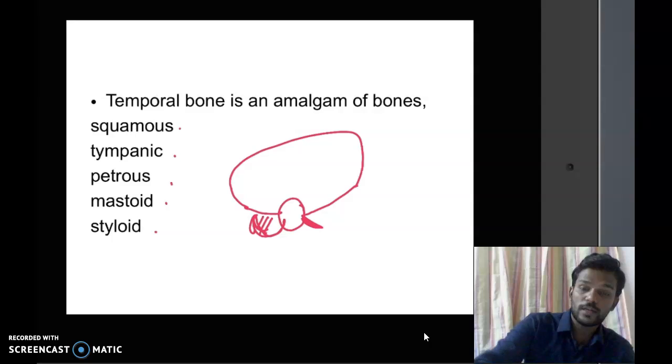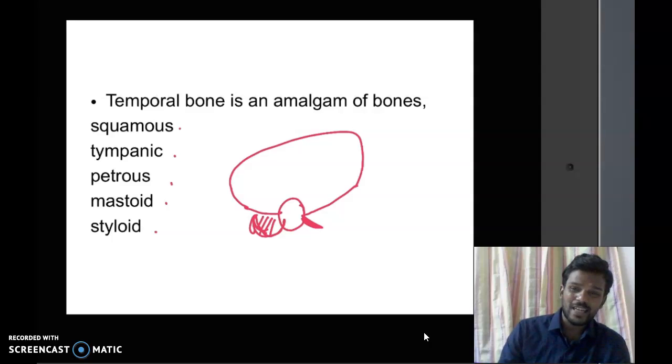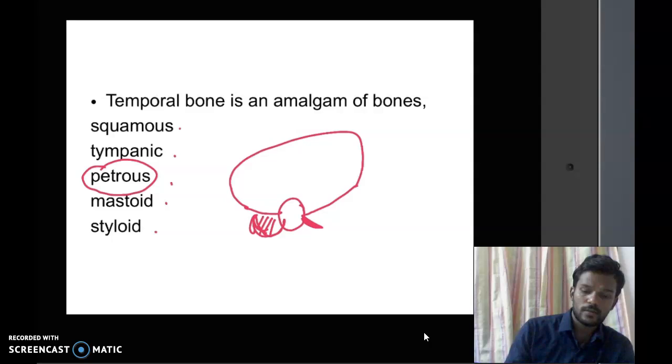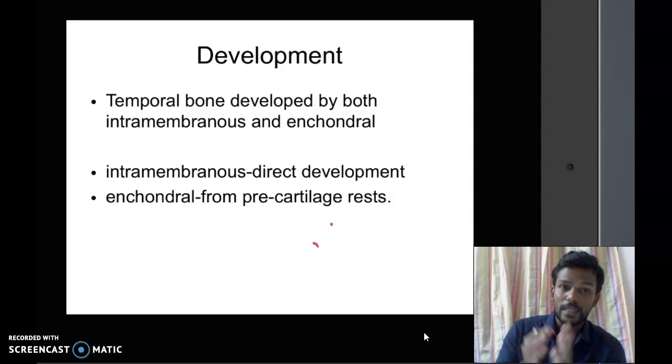So entering into the development of temporal bone, the development of temporal bone is not a single mechanism. That is, it has both intramembranous and enchondral ossification. So first let me explain what is intramembranous ossification and what is enchondral ossification.